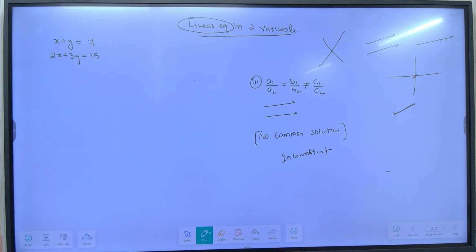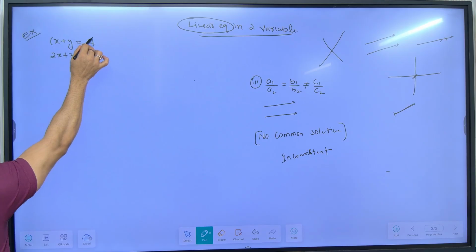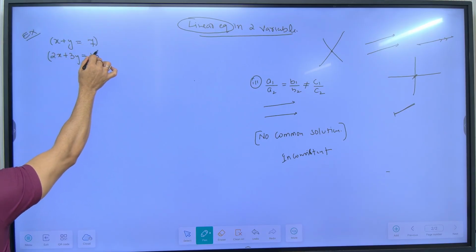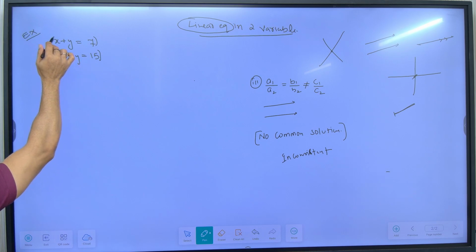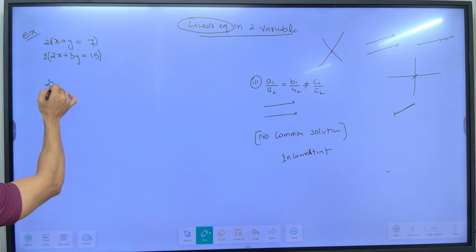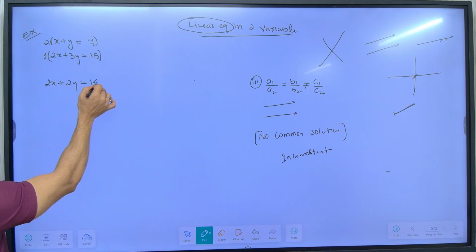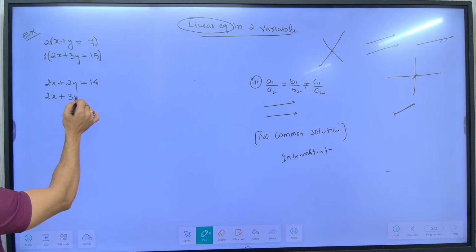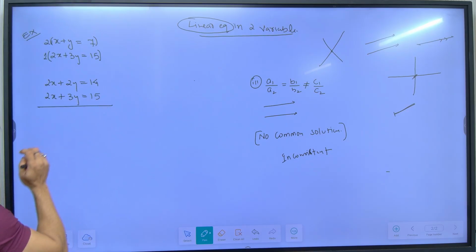Cancel any one variable. Which variable would you like to cancel? X, right? Cancel this one. So to cancel x, the coefficient of x has to be the same. What is the coefficient of x here? 1 and 2, right? Multiply this by 2 here, multiply this by 1 here. Then first equation is 2x plus 2y equals 14. Second equation is 2x plus 3y is equal to 15, right?